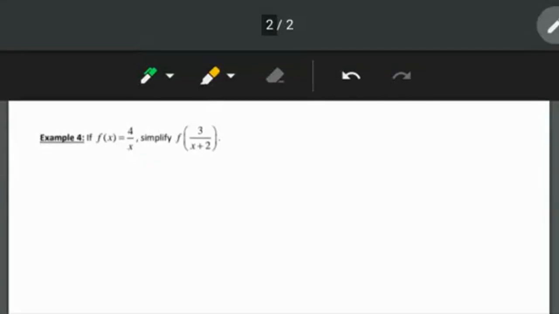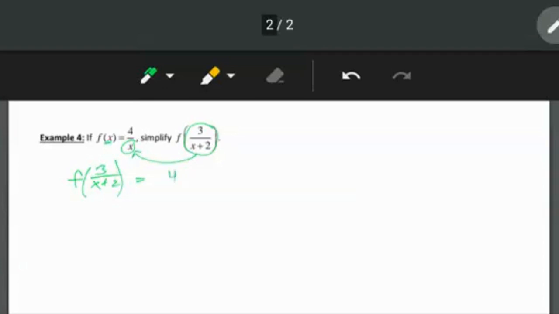Equals 4 over x. Simplify f of 3 over x plus 2. So again, this is function notation, all right? This means we have to plug all of this in this x's spot. Think, kind of wipe that x out, all right, and plug it in. So I'm just going to rewrite the problem. The problem is f of 3 over x plus 2. And that means in the x's spot, that's what we're plugging in.